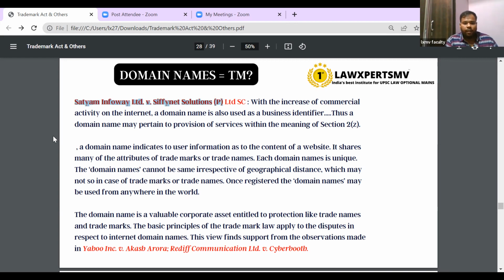Yes. In this case of Yahoo versus Akash Arora, the court was saying that a domain name is a valuable corporate asset similar to a trademark or trade name. So all the principles with respect to trademark will apply to the internet domain name also.